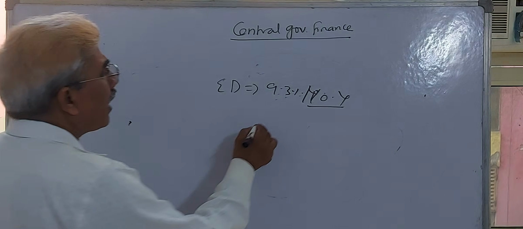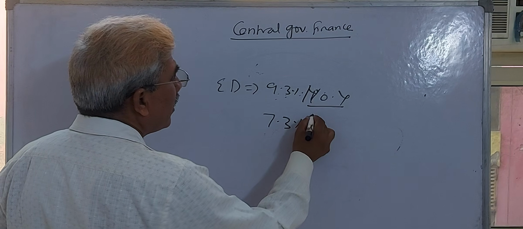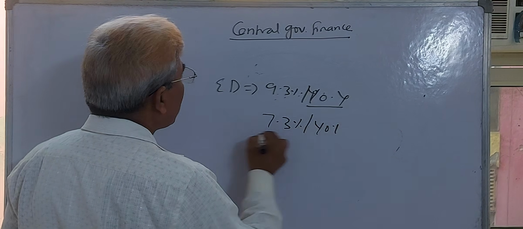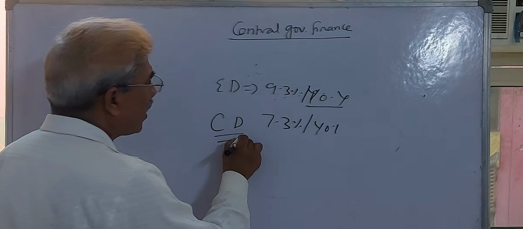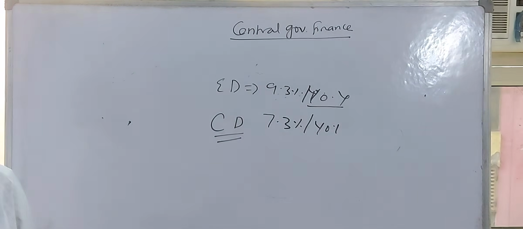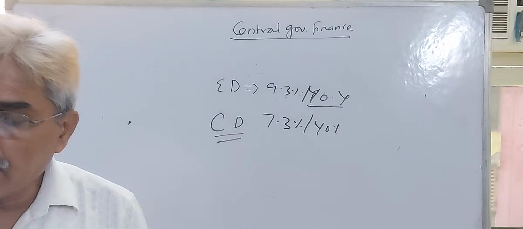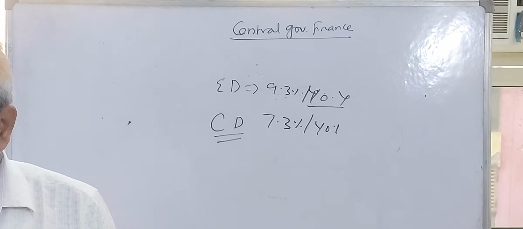and the customs duty collection was 7.3% on a year-on-year basis. Customs duty means tariff. The government imposes the tariff on imported raw material, etc.